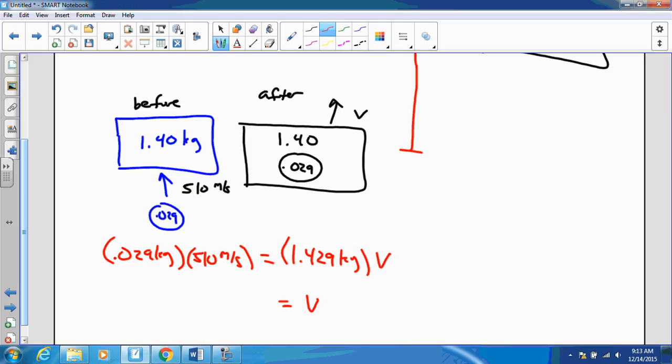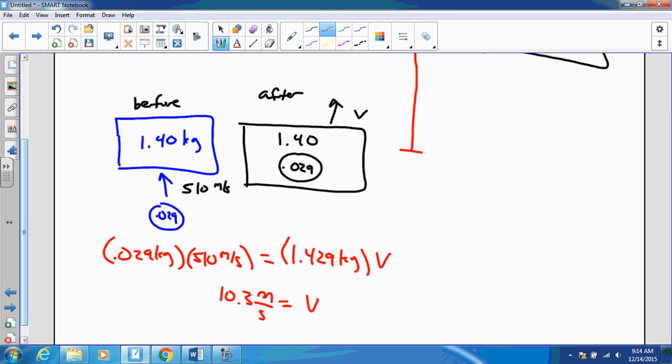And so when the dust settles, we end up with total momentum of only 14.79 kilogram meters per second. And when we divide by 1.429, we get 10.3 meters per second. I want you to notice how remarkable this is, and actually, this is fairly large only because the boat is really massive.